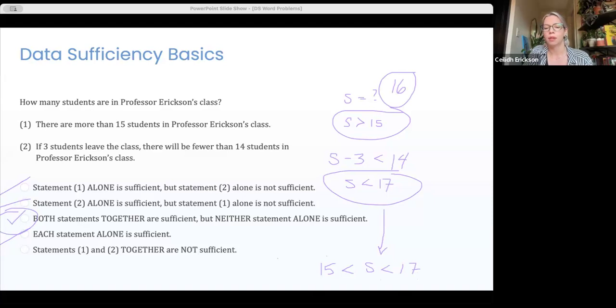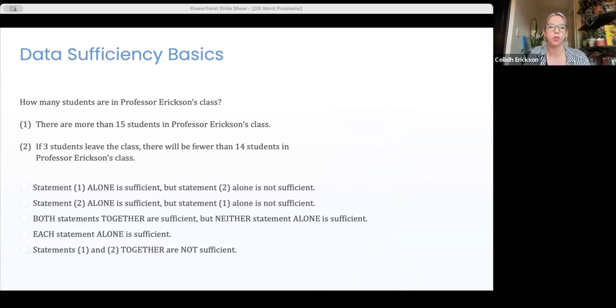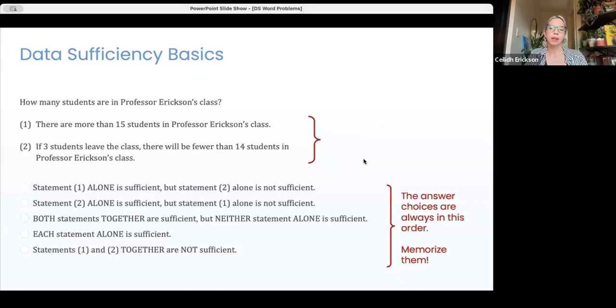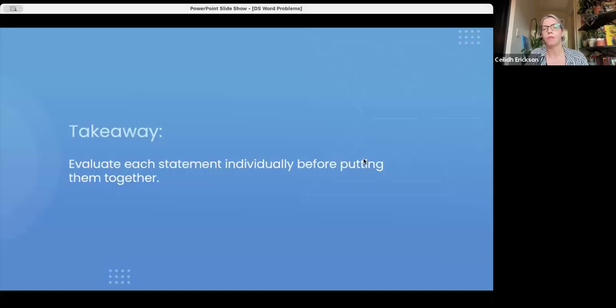All right. So this is how we want to approach these questions in general. As we said, answer choices are always in this order, statements are always there to help. And our big takeaway for how to approach these is evaluate each statement separately. Look at each one on its own merits before you put them together. All right, so that's the basics.